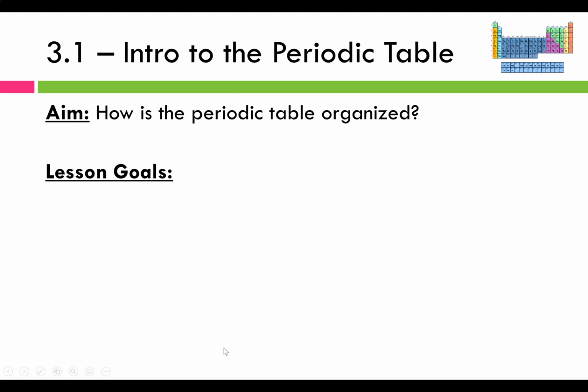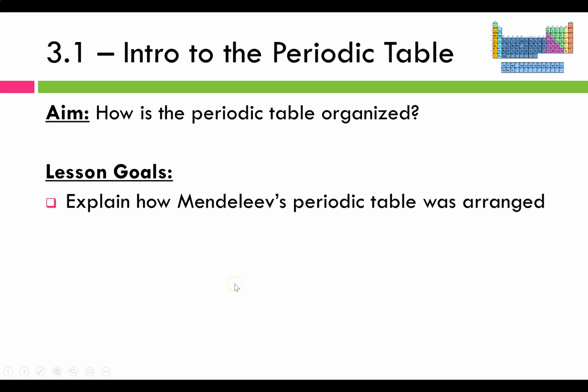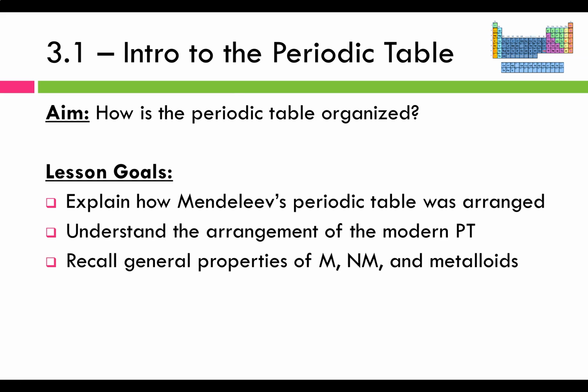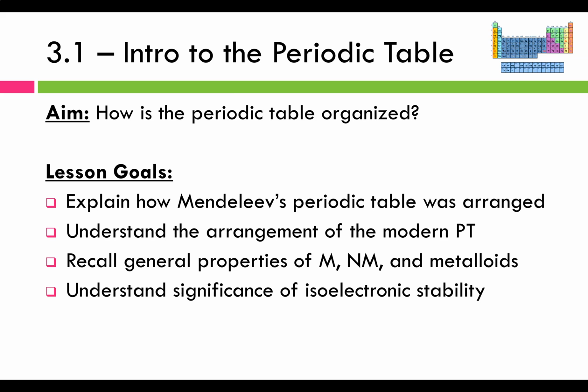Some goals for today's lesson: explain how Mendeleev's periodic table was arranged, understand the arrangement of the modern periodic table, recall general properties of metals, nonmetals, and metalloids. Understand the significance of isoelectronic stability. Don't panic if you haven't heard that term just yet. And predict the formation of ions. So lots packed into this introductory lesson.